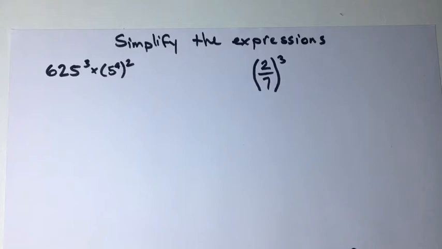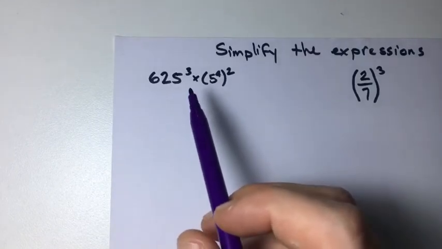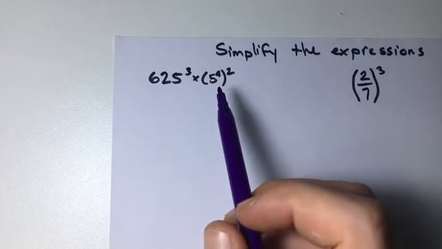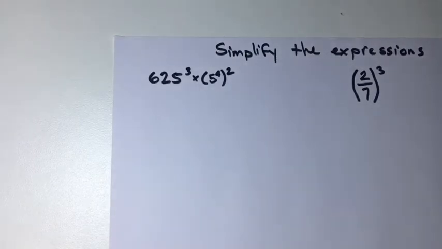Right, in this example, we just want to simplify some expressions that involve exponents and the same bases. So let's look at our first example here. We have 625 cubed times 5 to the power of 4, and that is squared. So right away we can see there are a couple of things we can do to make this easier to work with.